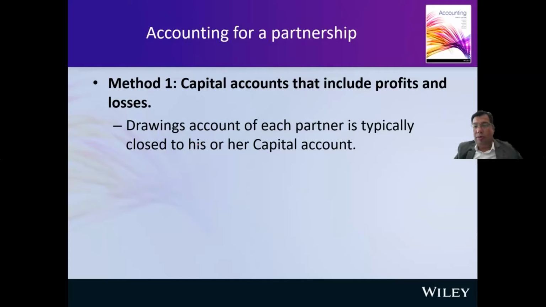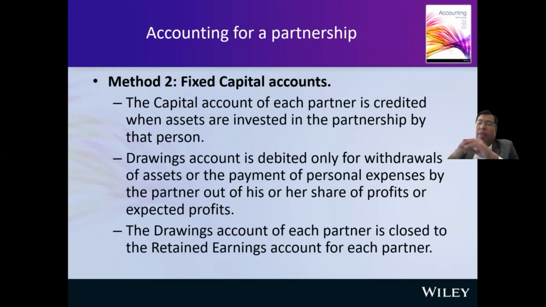So if we still remember when we do the closing accounts process, number one, we close the revenue accounts. Number two, we close the expense accounts. Number three, we close the income summary or P&L summary account. Number four, we close the drawing account, transferring the drawing account to the capital account. So this applies in method number one.